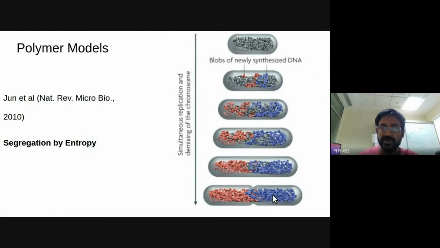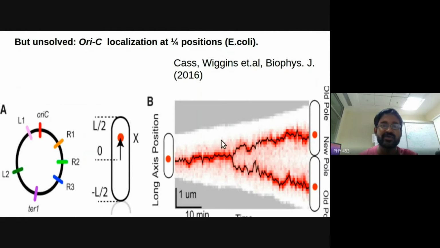However, this entropic model can't explain several things, and chief among them is the so-called loci localization experiment. This is an experiment which was done by the Wiggins group in 2016. Here they tagged several loci, or points along the chromosome contour, and fluorescently tagged them so they can follow the trajectory of these points as a function of time.